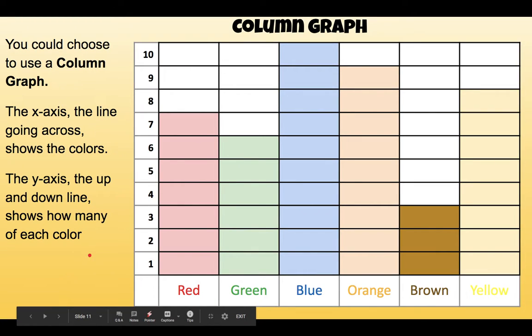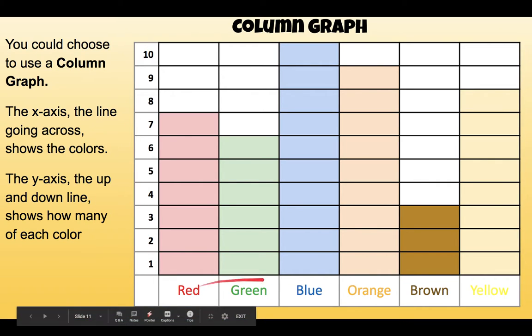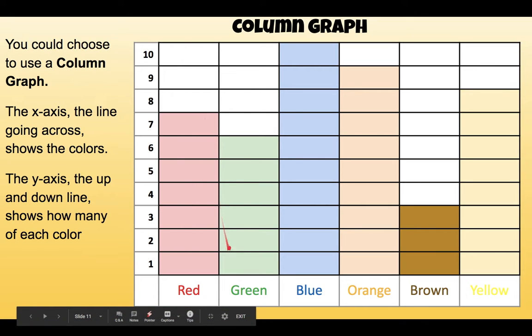This one is called a column graph, and you can see that on the x-axis, which is the line that goes across, is where the colors are. And on the y-axis, the line that goes up and down, that's where the numbers are. So this looks like the bar graph, only it's in columns. So you can see, you can tell the same information: 7 red, 6 green, 10 blue.